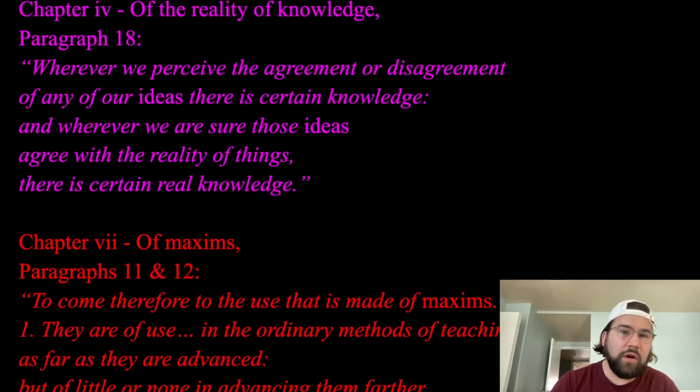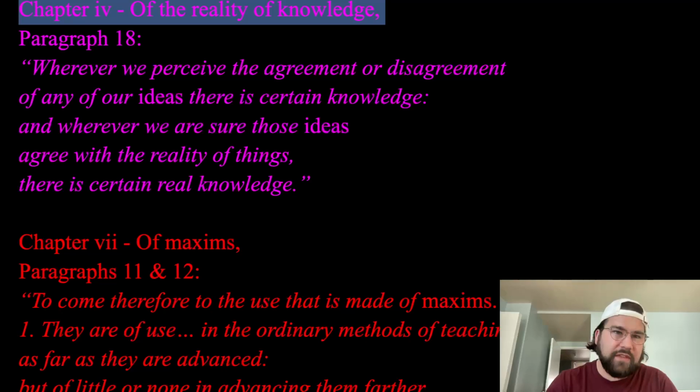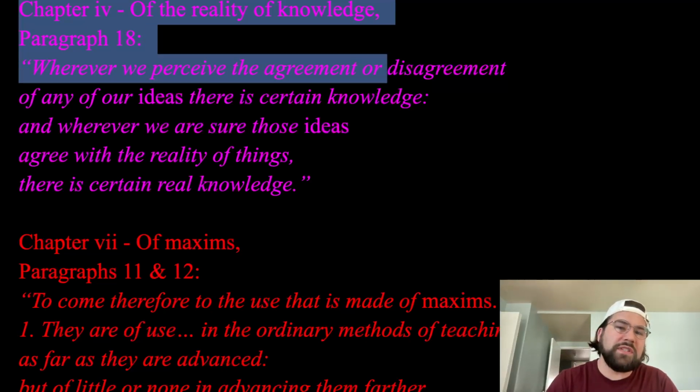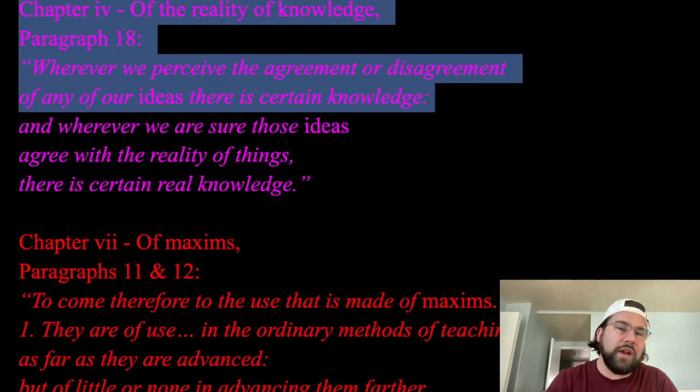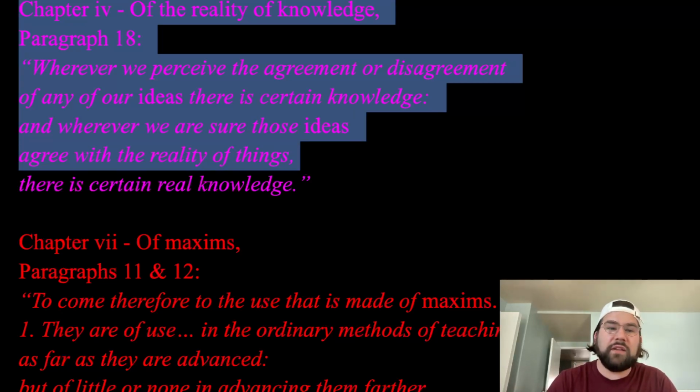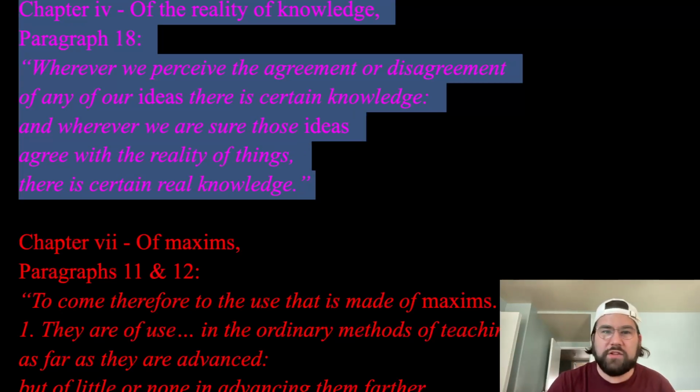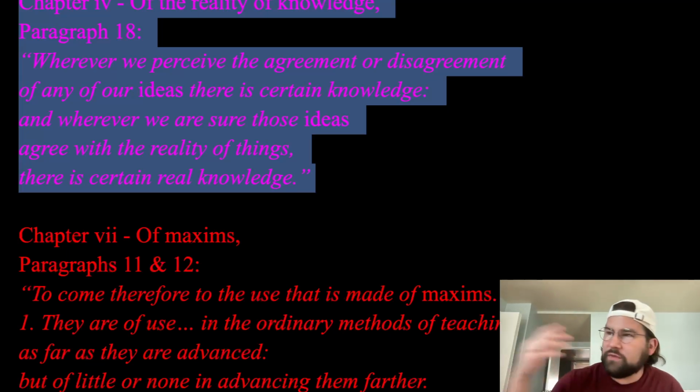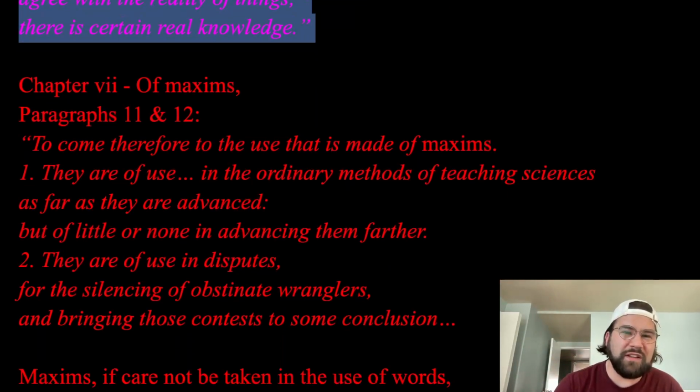Moving on to chapter 4, Of the Reality of Knowledge, same kind of theme here. In paragraph 18, Locke says, wherever we perceive the agreement or disagreement of any of our ideas, there is certain knowledge. And wherever we are sure those ideas agree with the reality of things, there is certain real knowledge, right? It has to line up with reality. We have to agree in the words that we use. It has to be clear.